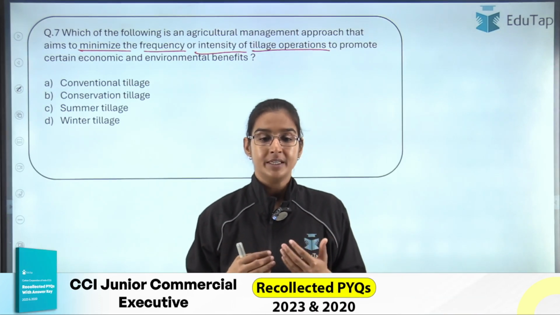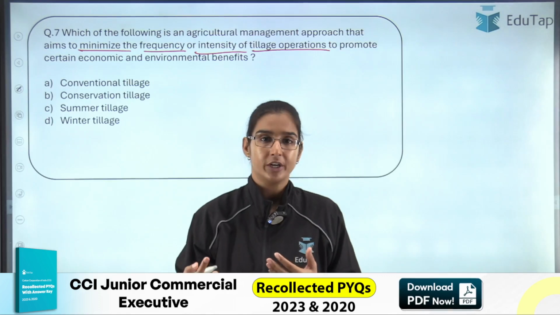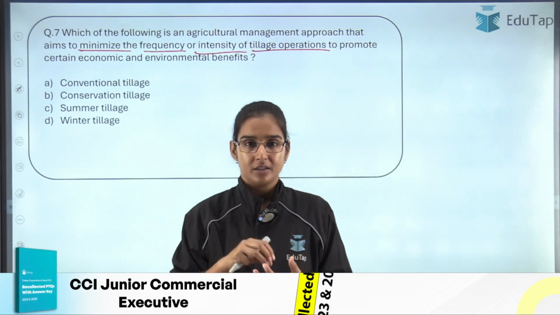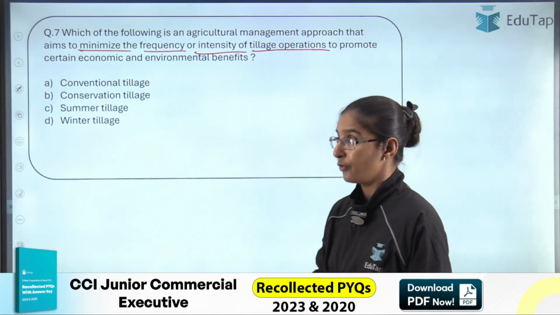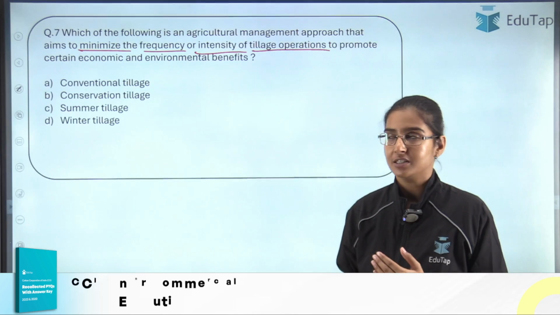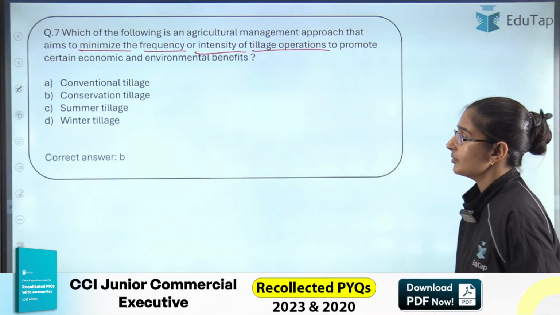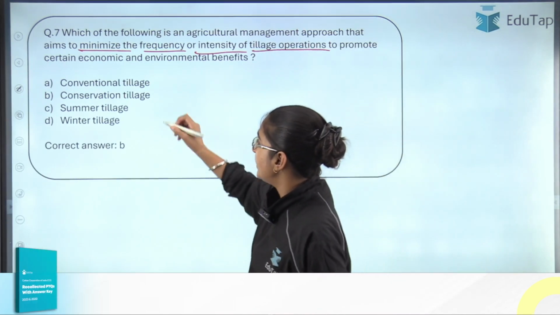So to overcome these disadvantages of repeated tillage, there is one practice which is followed, which you have to tell here, where we try to minimize the frequency of these tillage operations. So the correct answer here is option number B, conservation tillage, right?